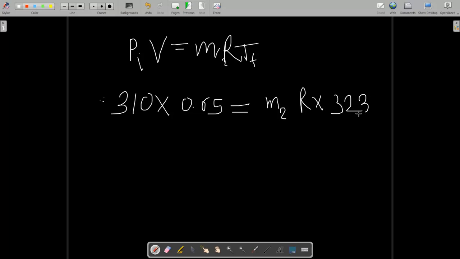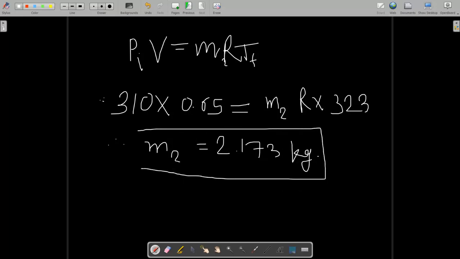So if we balance this air at this condition, what will be the mass? When you solve this in your calculator, m2 will be 2.173 kg. This much mass must be present in the system to keep it at 310 kilopascal pressure and 323 Kelvin temperature.